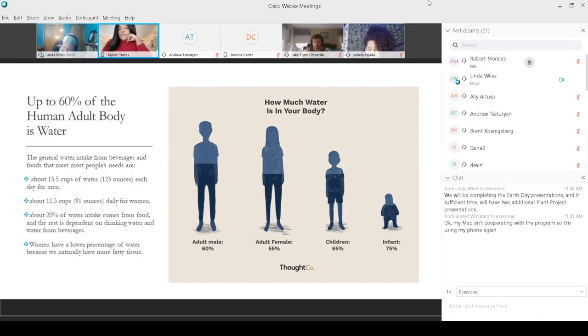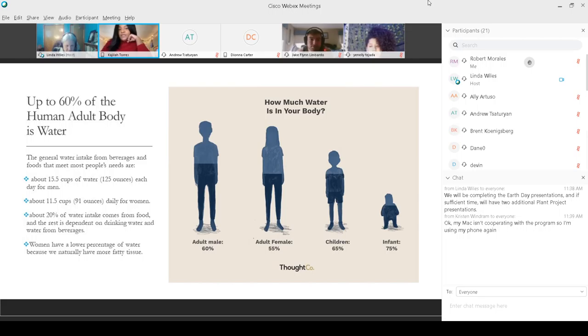Up to 60% of the human body is water. Here on the side is a demonstration of an adult male, adult female, a child, and an infant, and how much water their bodies consume. The general water intake from beverages and foods that meets people's needs is about 15.5 cups of water, which is 125 ounces daily for men.